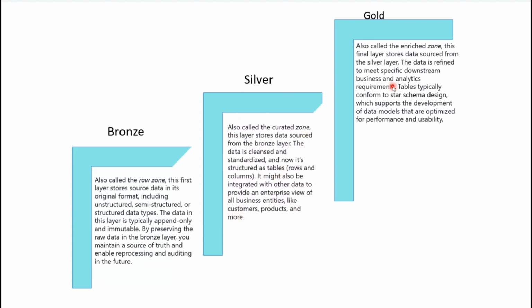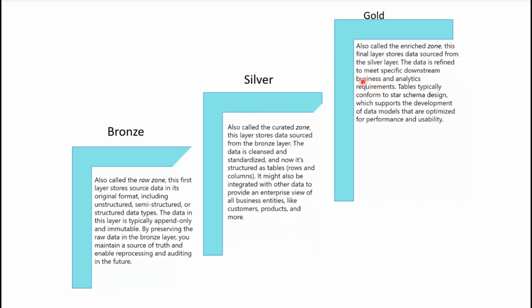And from silver to gold, depending upon the business logic, you have to create the fact and dimension tables for a star schema or snowflake schema. To form the star schema, we need only one fact table and other different dimension tables. We will do that from silver to gold. This is also called your enriched zone. It is sourced from your silver layer, since we are taking the data from silver only. And this is very refined data to meet your business purpose.